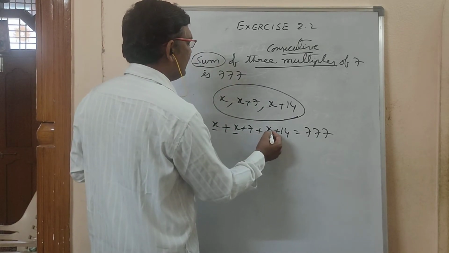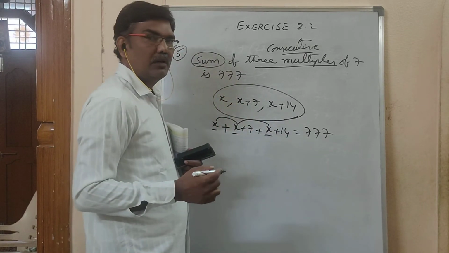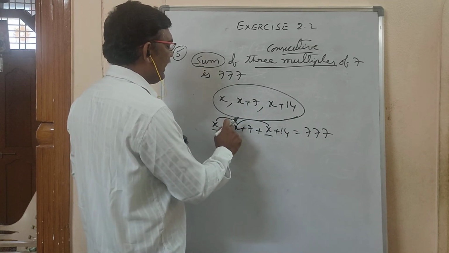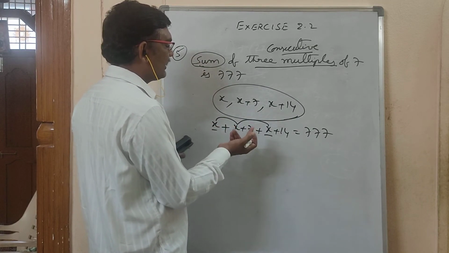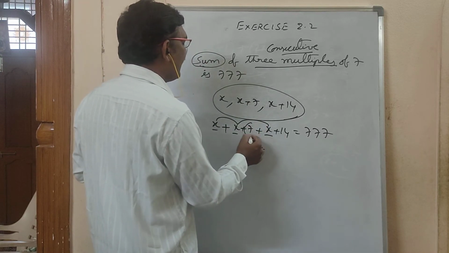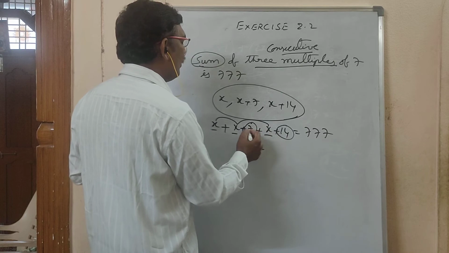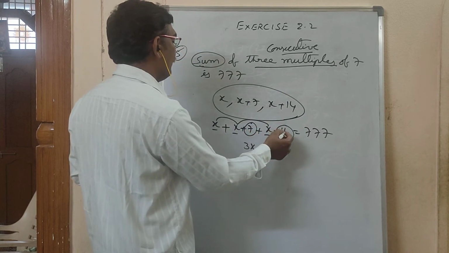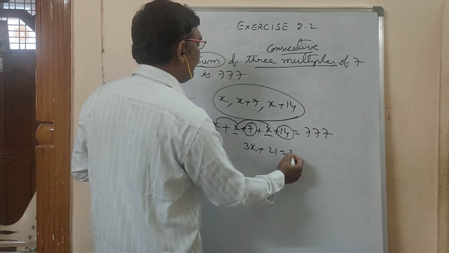x, x, x. These three are like terms. For 1x, if you add another x, 1x plus 1x is 2x. 2x plus x is how much? 3x plus numbers. If you add, only two numbers are there in LHS, 14 and 7. If you add it, you are getting 21.